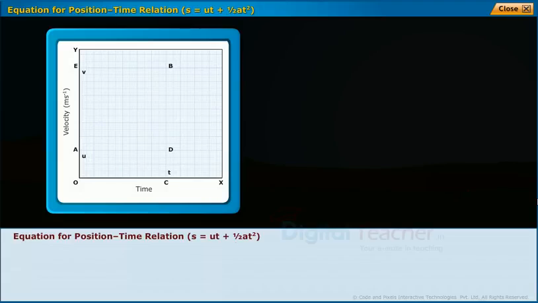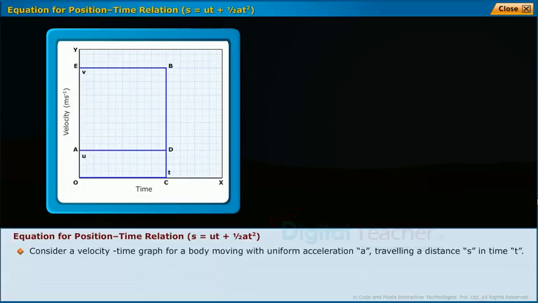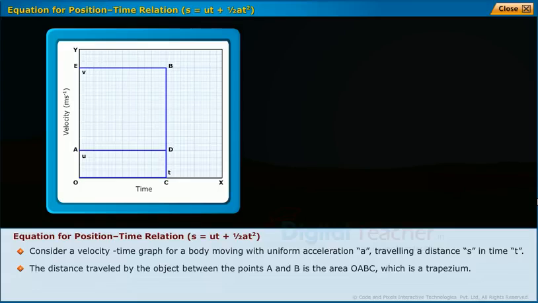Equation for position time relation. s equals ut plus half at square. Consider a velocity time graph for a body moving with uniform acceleration a traveling a distance s in time t. The distance traveled by the object between the points A and B is the area OABC, which is a trapezium. That implies s equals area of OABC.